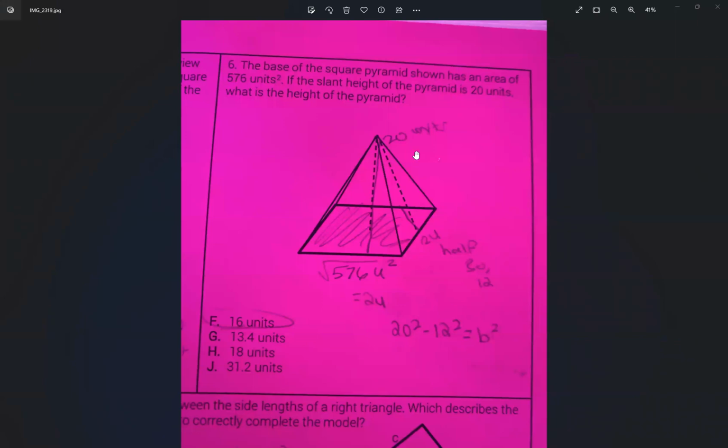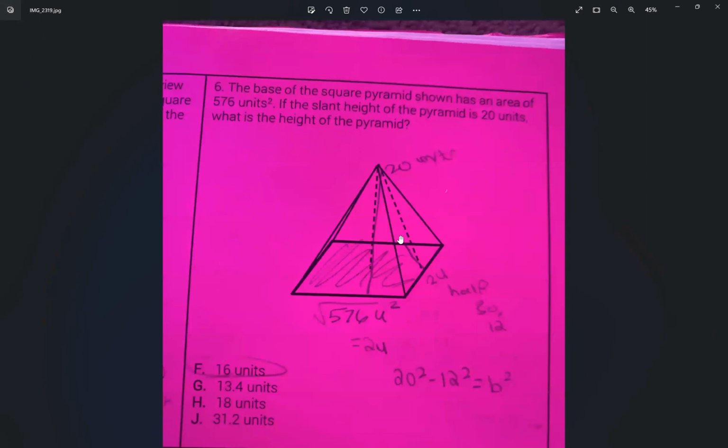Yes. Okay, so it says the base of the square pyramid shown has an area of 576 square units. If the slant height of the pyramid is 20 units, what is the height of the pyramid? So this base right here is 576 units squared.